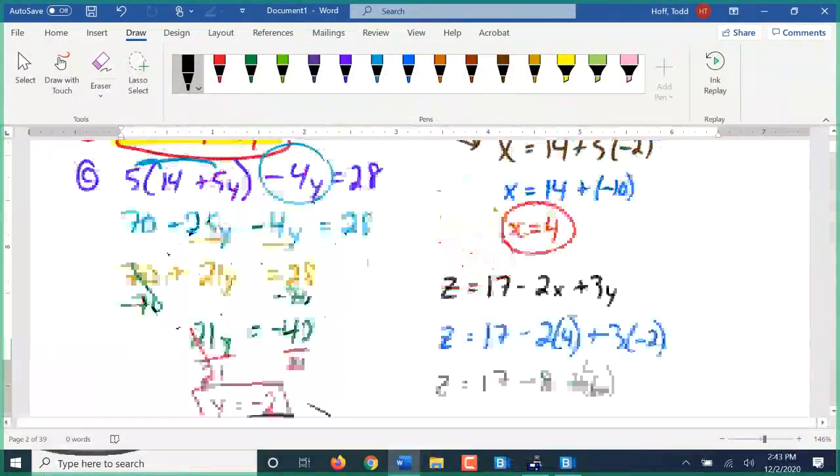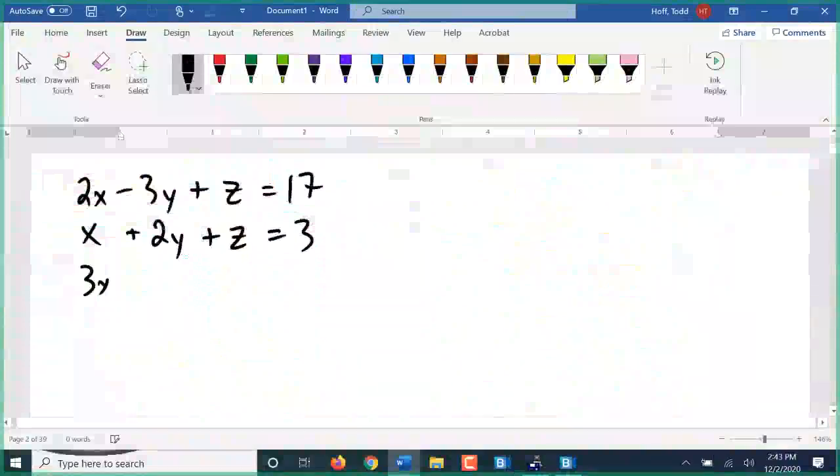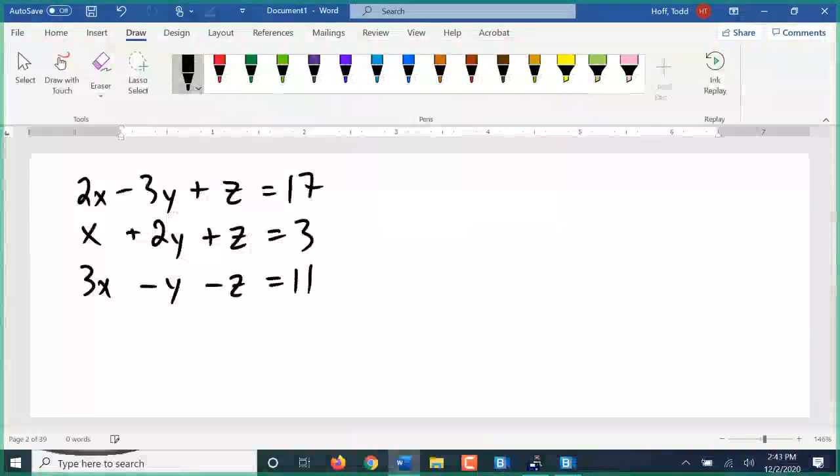and 3x minus y minus z equals 11. And again, I'm going to label these equations A, B, and C for ease of reference.